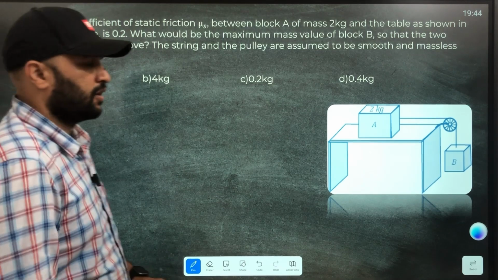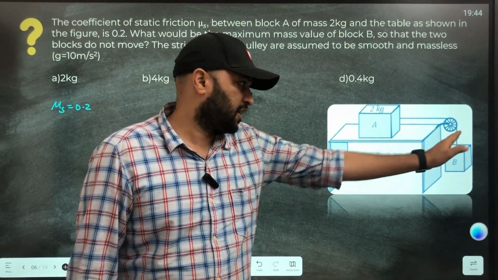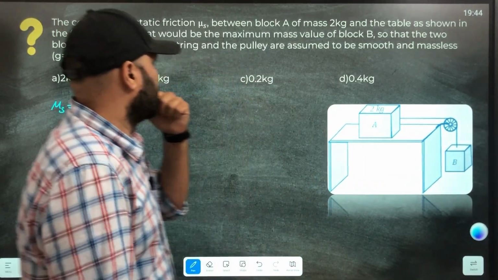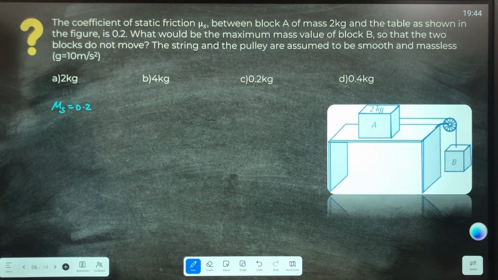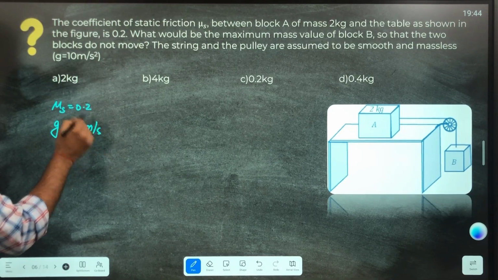If both the blocks are not moving, the tension is equalizing the frictional force over here and the tension is equalizing the weight over here. Then only they will not move, right? Okay. The string and the pulley are assumed to be smooth and massless. Take g as 10 meter per second square. Let me repeat again here. The question is saying that both the blocks are not moving.